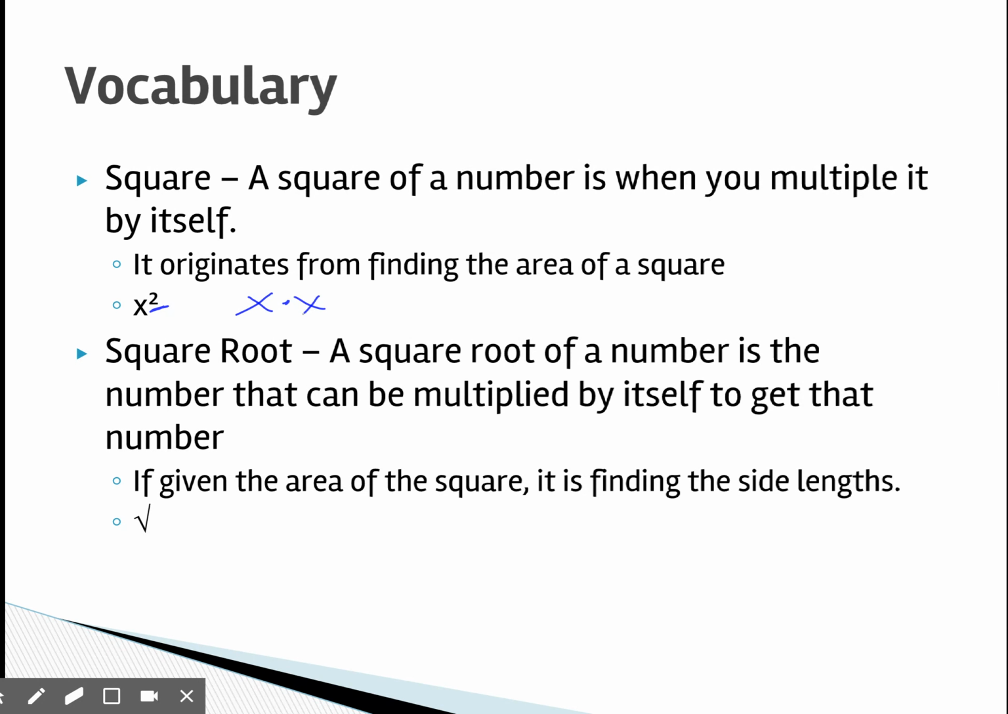Square root is the opposite of squaring a number. A square root of a number is the number that can be multiplied by itself to get that number. So if given the area of a square, it is finding the side lengths. This is the symbol that tells you you're finding the square root of a number. It can also look like this.